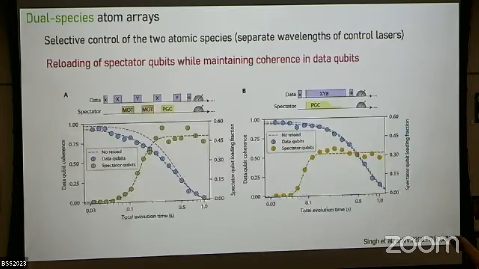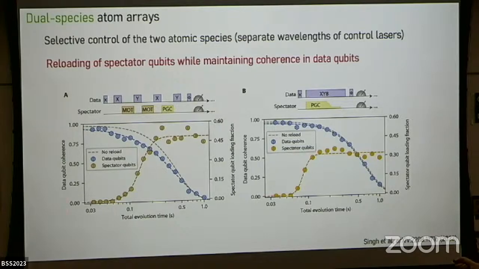Yes, which goes to this final point. So the third thing that they did here was, as we were saying, you would like to be able to reload these atoms that you're using, because when you do imaging, it's destructive. And so again, the fact that you have these two atomic species is interesting, because you can reload atoms in the ancilla qubit while the data qubits maintain coherence. And so this is what they showed here.